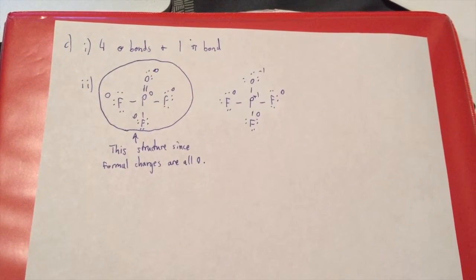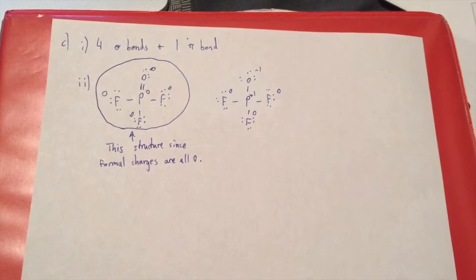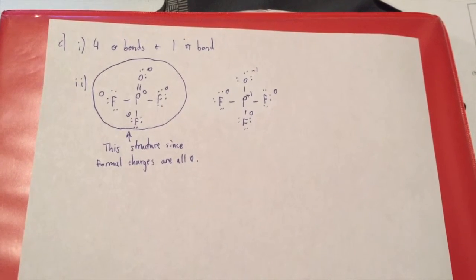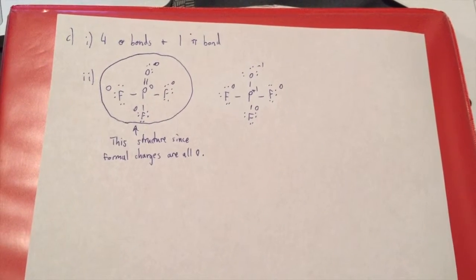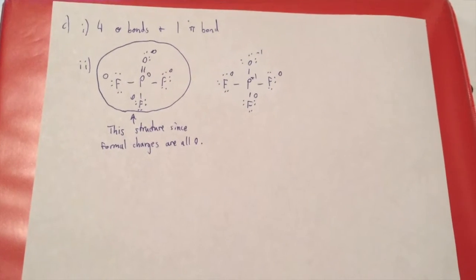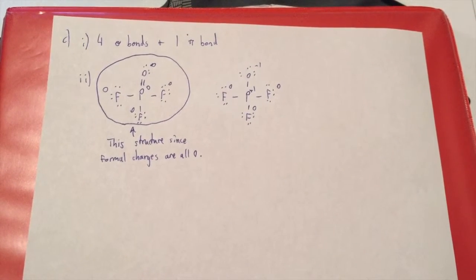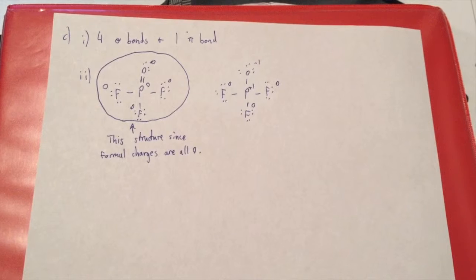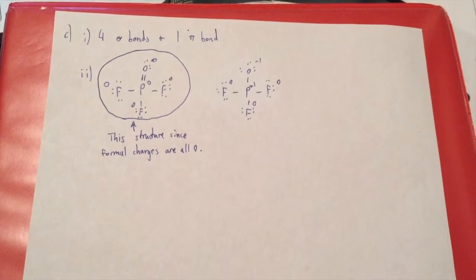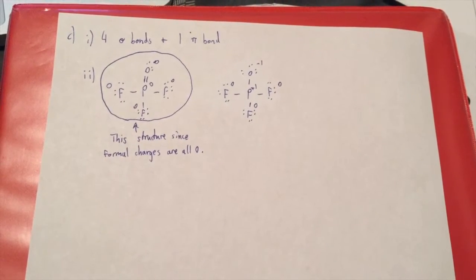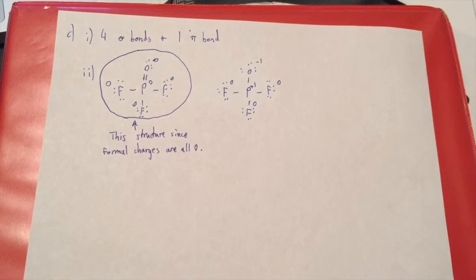And then in part 2, we are asked which of the two structures best represents a molecule of OPF3 based off the formal charges. So after filling out all the formal charges for each of the two structures, structure 1 is the better structure since all of the formal charges of the individual atoms are 0.